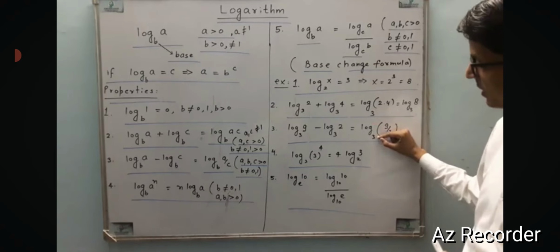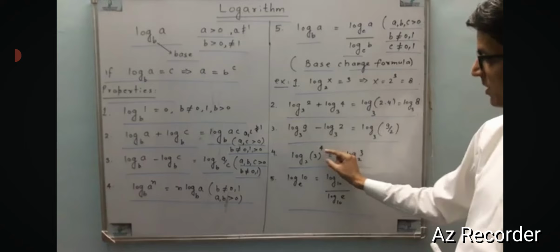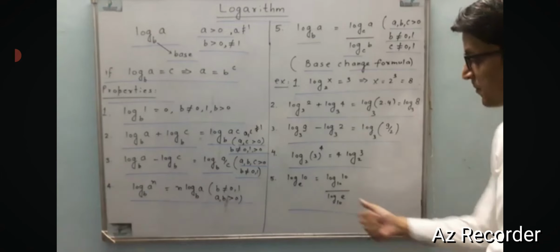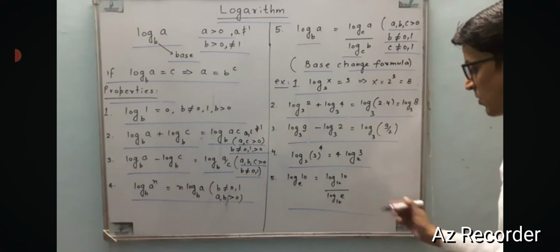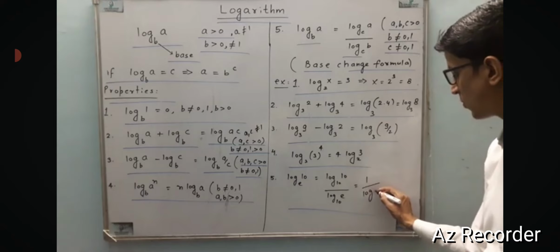Next, log 3 raised to power 4 to the base 2. It can be written as 4 log 3 to the base 2. Next is base change formula. So log 10 base e can be written as log 10 base 10 divided by log e base 10, and this is 1, and this is 1 by log e to the base 10.